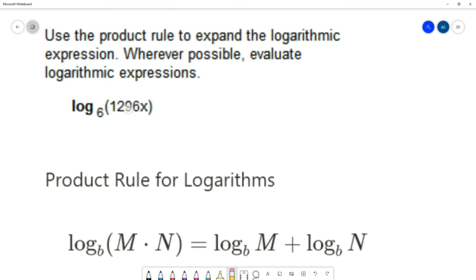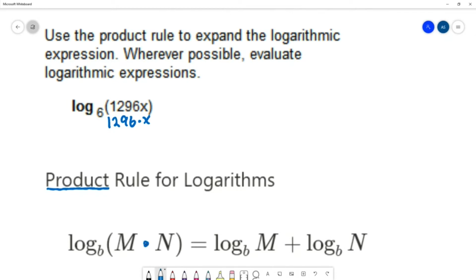So inside that logarithm, we have 1296x, and that is 1296 times x. So we have the operation of multiplication inside the logarithm. Multiplication is often called the product. So we're going to use the product rule for logarithms to expand.